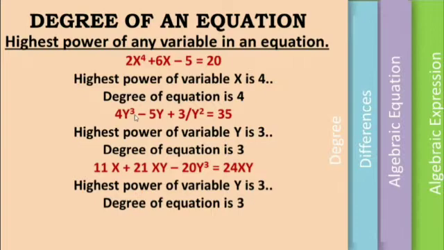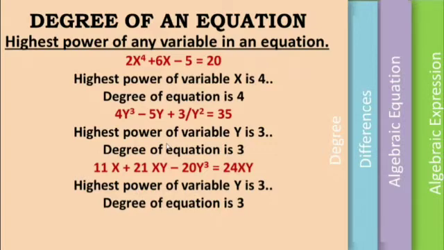Look at the next equation. 4y cube minus 5y plus 3 by y square equals 35. How many variables are there here? Only one, right? So, compare the powers of this variable. Here in the first term, we have the variable y with its power 3. Here the power is 1. Here the power is minus 2. So, the highest power of variable y is 3. Hence, the degree of equation is 3.